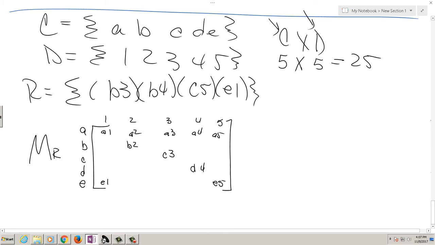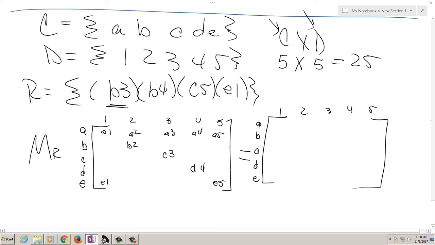So what I want to do is map to the correct position the ordered pairs in my relation. So let's see if we can find, I'll do it again, A, B, C, D, and E. 1, 2, 3, 4, and 5. Let's see if we can find the correct position for B3.